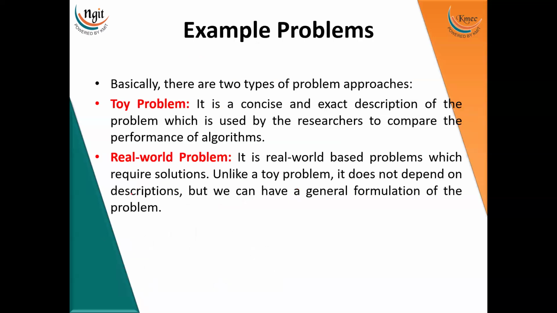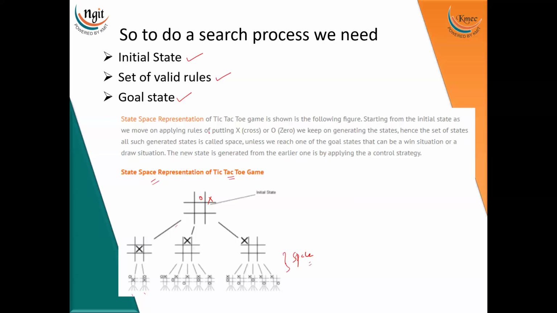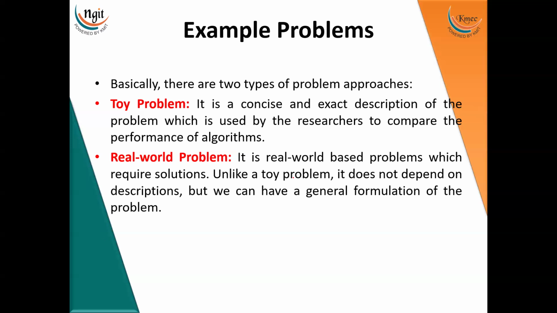Then coming to the problems, basically there are two types of problems AI can deal with. One is the toy problem, another one is the real world problem. A toy problem is a concise and exact description of the problem which is used by researchers to compare the performance of algorithms. You can take the example of this one itself; you can say that it is a toy problem. Not only this, in the coming sessions I will discuss other problems. Those all come under the toy problem.